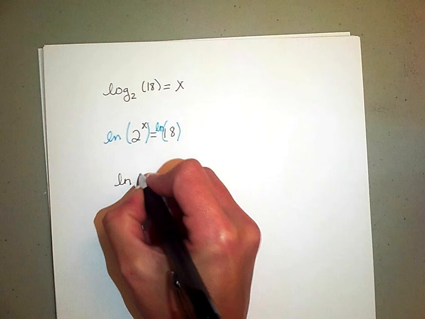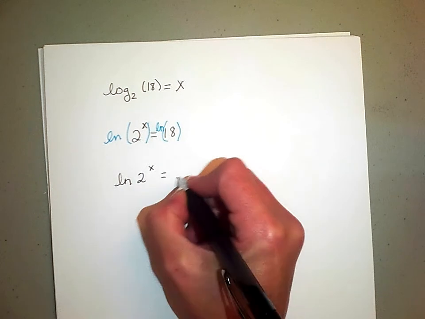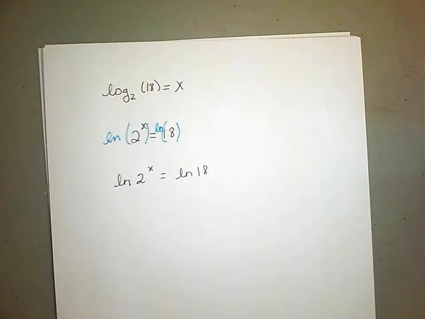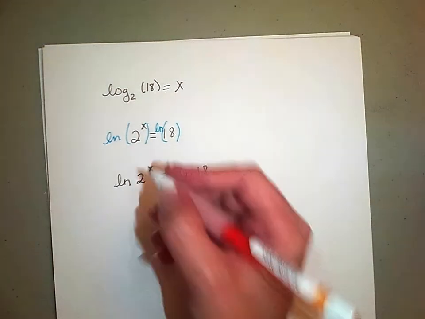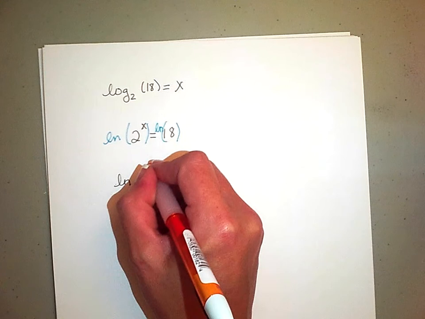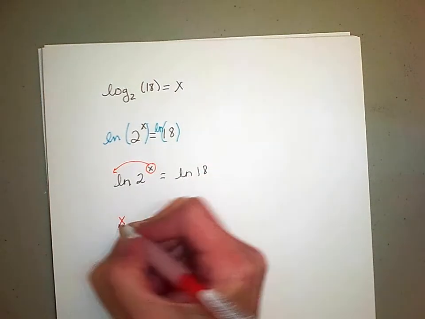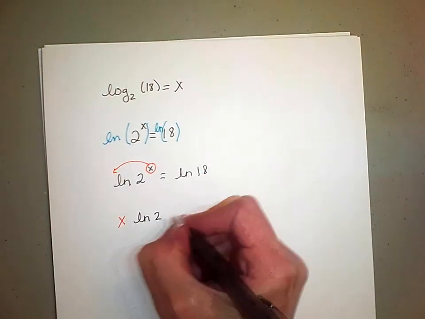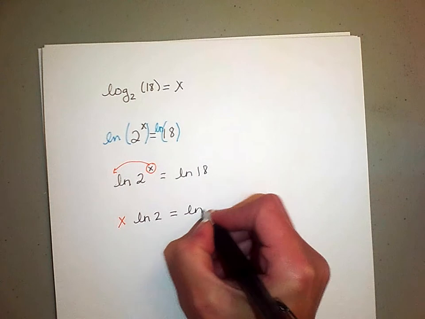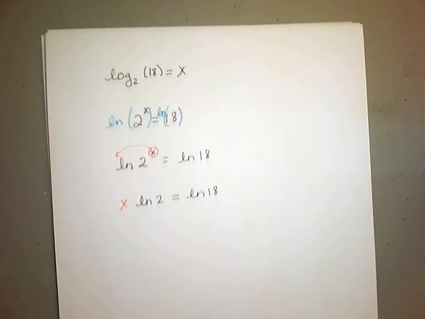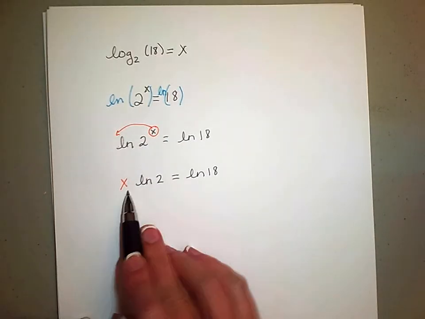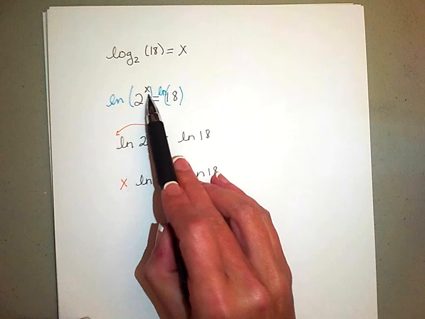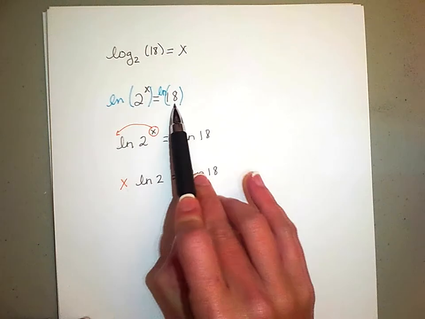What that looks like then is the natural log of 2 to the x is equal to the natural log of 18. And then I can apply the power rule for exponents and bring this down. So we have x times the natural log of 2 is equal to the natural log of 18. Now remember, x is the power that we needed to raise 2 to get to 18.